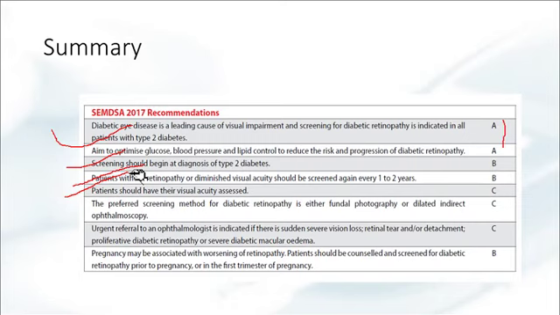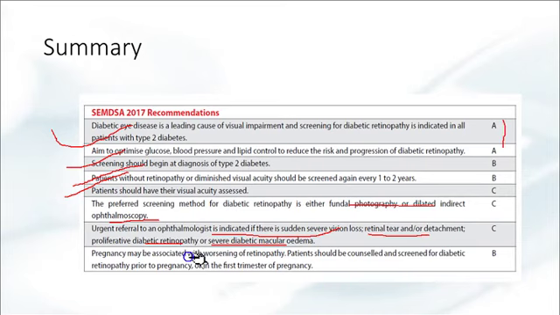Remember that a score of less than 6/12 is what we would use as referral to an ophthalmologist. The preferred method of screening is fundal photography or dilated indirect ophthalmoscopy. Fundal photography is by far the easiest one because it gives you a picture of the person's actual eye. Urgent referral to an ophthalmologist is indicated where there is a sudden loss of vision, retinal tear or detachment, proliferative diabetic retinopathy, or severe diabetic macular edema.